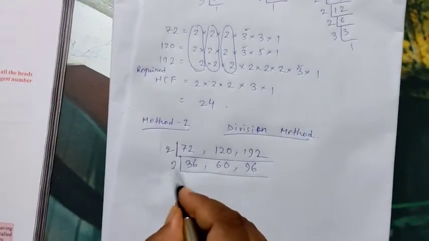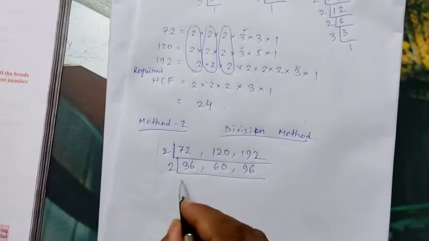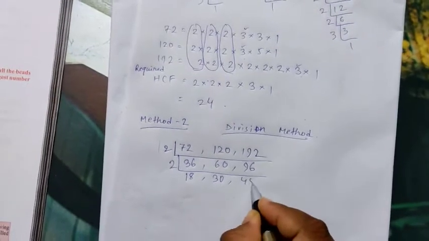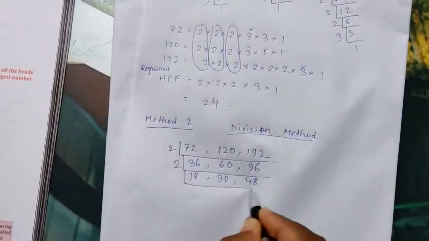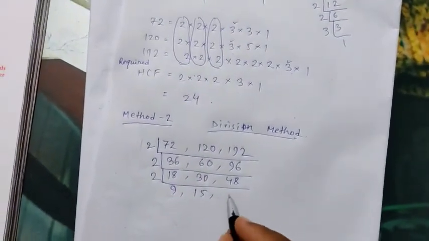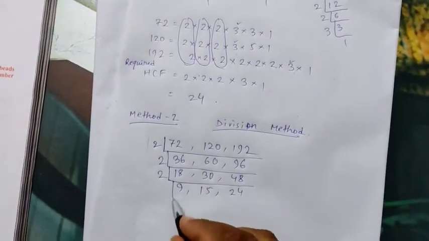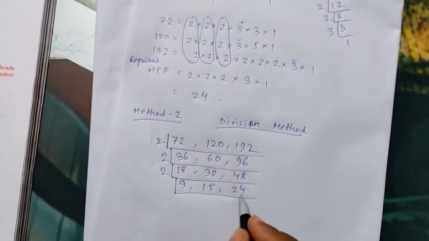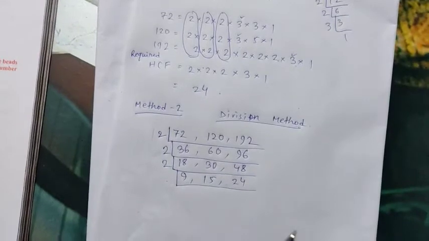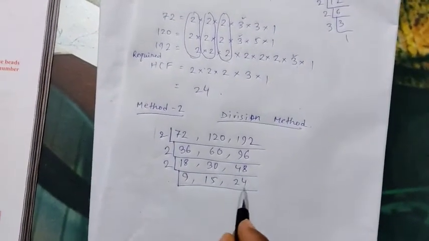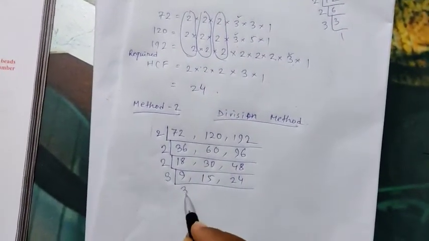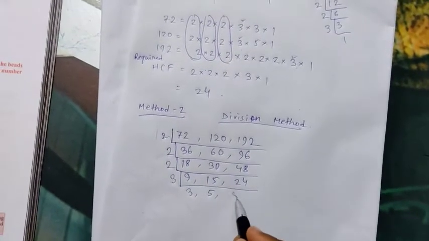So next, again I can give 2, right? 2 18s are 36, 2 30s are 60, and 2 48s are 96. Again by 2 I can give: 2 9s are 18, 2 15s are 30, and 2 24s are 48. Now see, this one is divisible by 2, but these two are not. So we have to give a number such that all three are divisible. Let's see, 3 divides all three numbers: 3 3s are 9, 3 5s are 15, and 3 8s are 24.